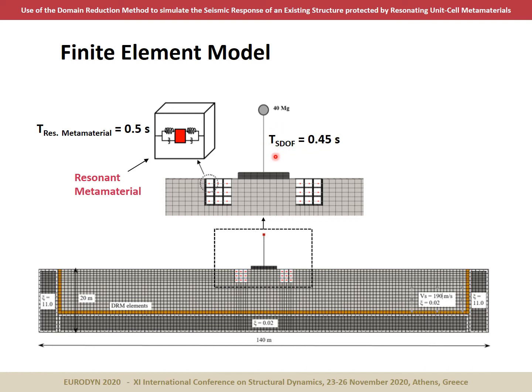And we need that in order for those vibrating masses to be out of phase with respect to our single degree of freedom system for excitation periods close to the resonant one of our structure. So let me give you now a short introduction on how the domain reduction method is working.